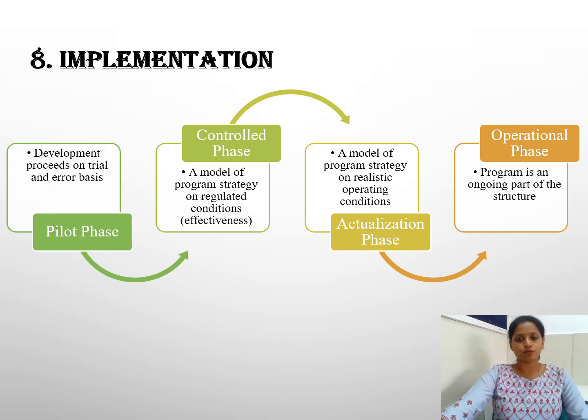The next phase would be the control phase, where a model of a particular program strategy is run under regulatory conditions to judge its effectiveness. And then comes the actualization phase, where a model of the program strategy is subjected to realistic operating conditions. Then the final phase would be the operational phase, in which the program is an ongoing part of the structure. These are the 4 phases through which the implementation process occurs.